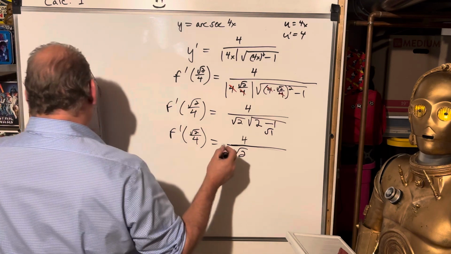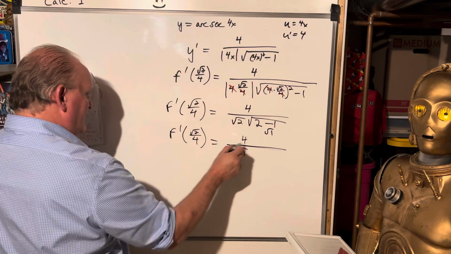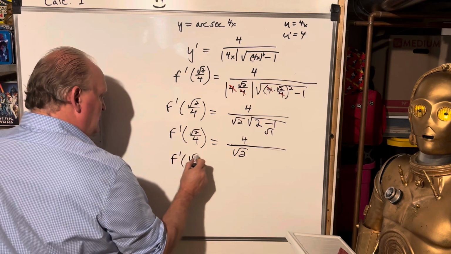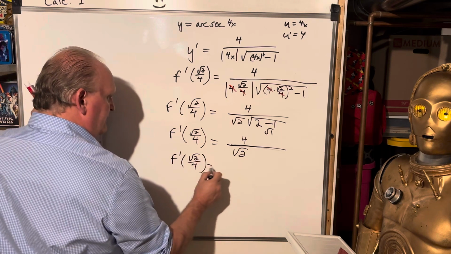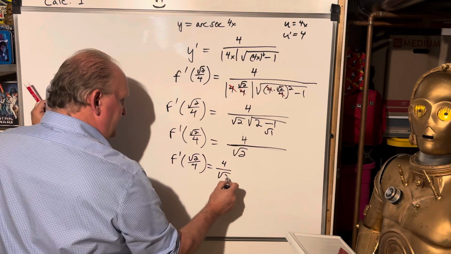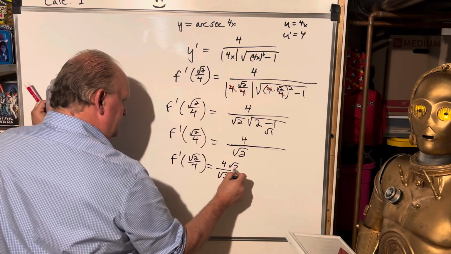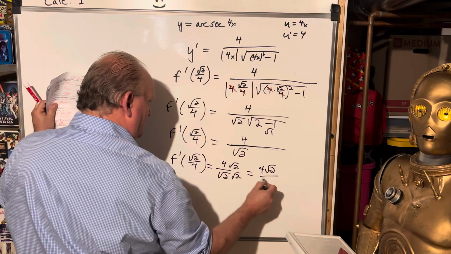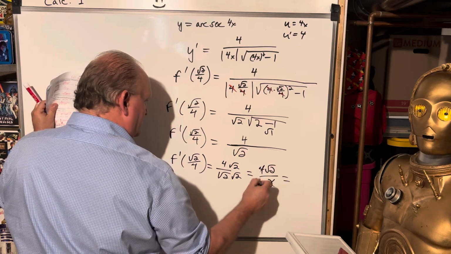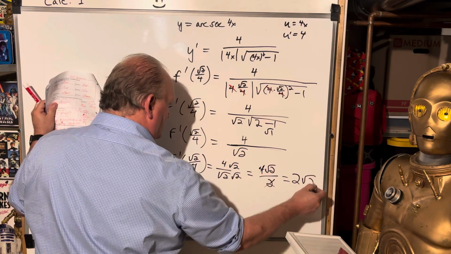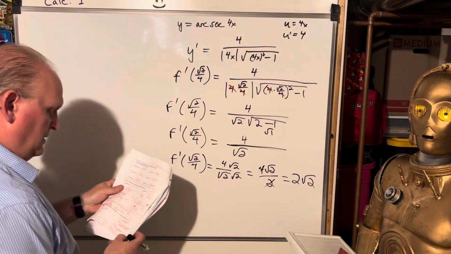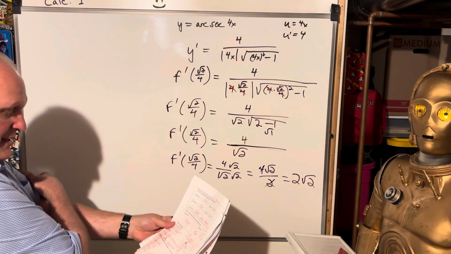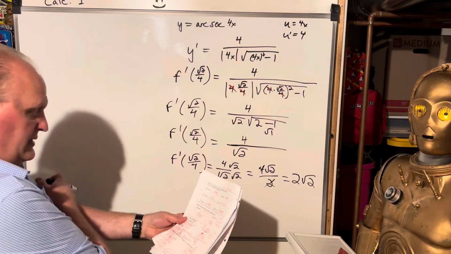We shouldn't leave it like that though. We shouldn't leave a square root in the bottom. So we will rationalize the denominator by multiplying top and bottom by the square root of 2, and then that's going to give us 4 square roots of 2 over 2, and then the 2 is going to go into the 4 twice, so 2 square roots of 2. So that is the slope. So we've got the slope.